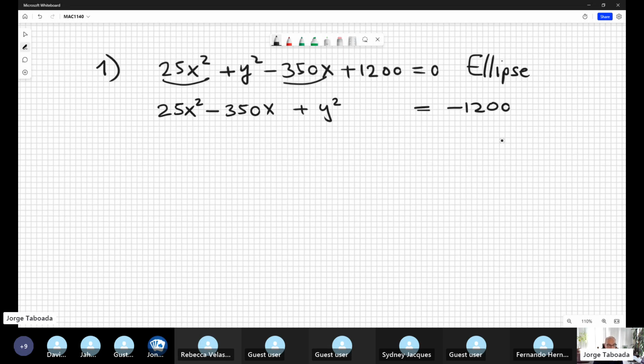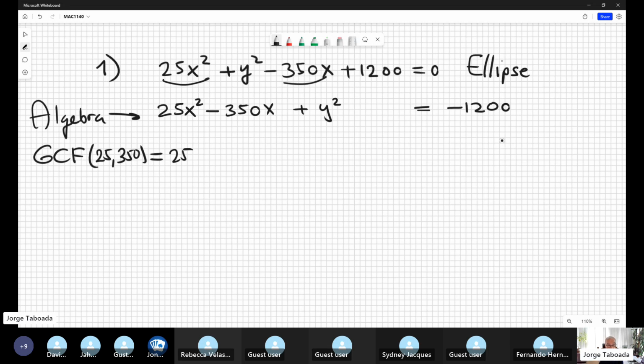And now I need to apply some algebra here in order to express it in standard form. And the algebra is easy because you factor out the greatest common factor. The greatest common factor between 25 and 350 is 25.